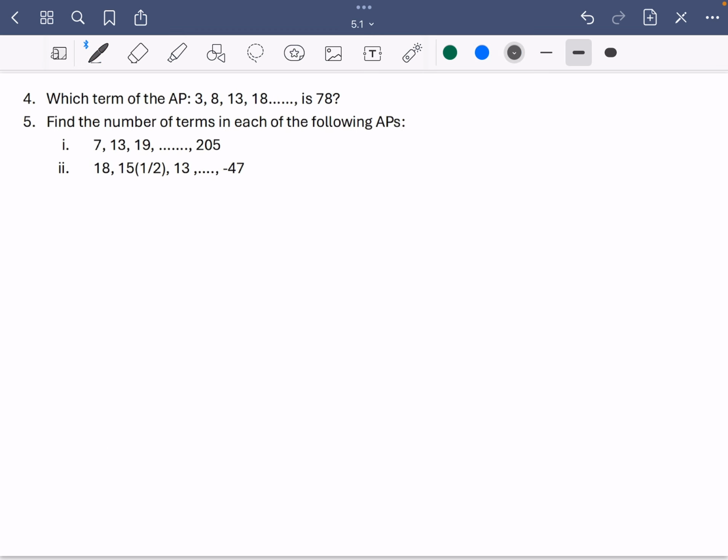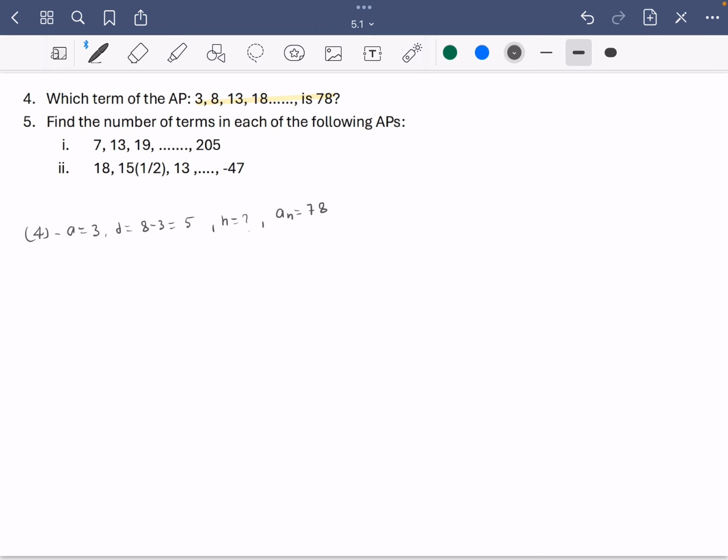Number 4. Which term of the AP 3, 8, 13, 18 is 78? So we are given a here is 3, and d will be 8 minus 3, should be 5. And which term? That means we have to find out n, and we are given that the nth term is 78.